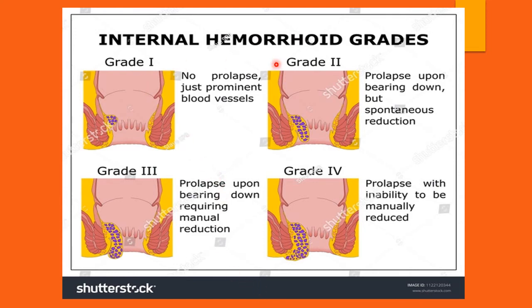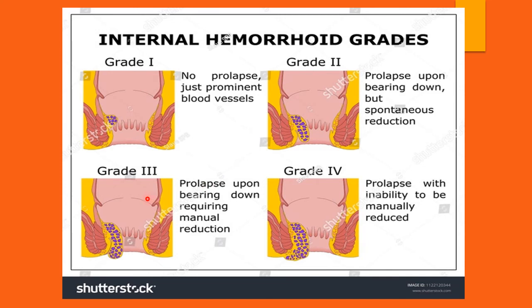Okay, internal hemorrhoids can be graded according to their severity into grade 1 to grade 4. Grade 1 or first degree is when there's no prolapse, no prominent blood vessels are seen, and on examination there's nothing much to see except on proctoscopy you'll see prominent blood vessels in the area of the internal hemorrhoids. Grade 2 or second degree is when these internal hemorrhoids prolapse out on defecation, prolapse upon bearing down, but reduce spontaneously. So after defecation, it returns to its original position.